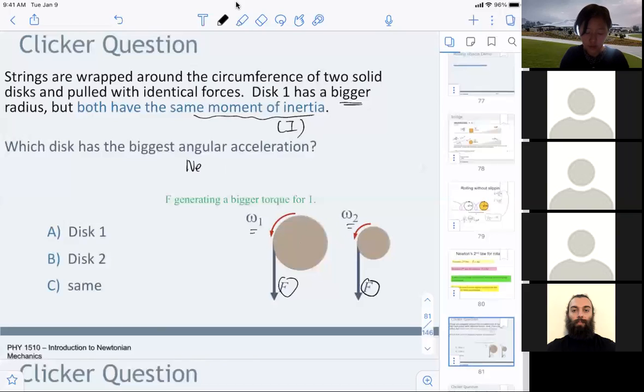So we are going to use Newton's second law. Remind yourself what that is. Torque is equal to I alpha, right? So we're going to use this to help us solve this question. Which one has a larger alpha? Okay, I'm going to go ahead and let you vote on this. Take a minute to vote.